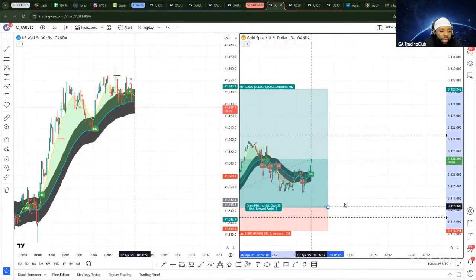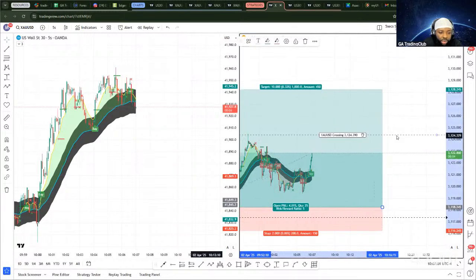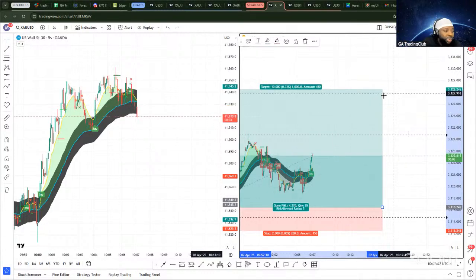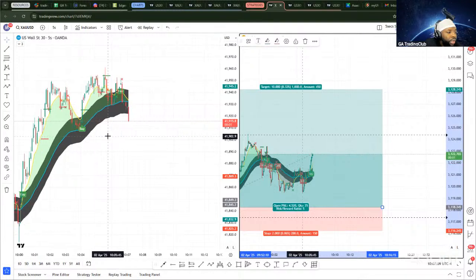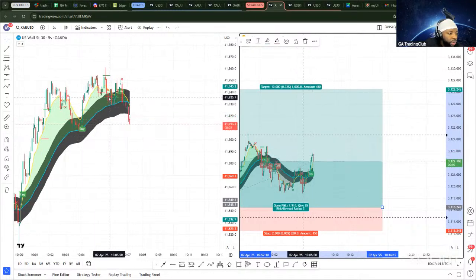Gold is again coming. So if we get to this area, I'll be taking a sell on gold based off of the trend line and SAR rejection level in the 30-minute time frame.